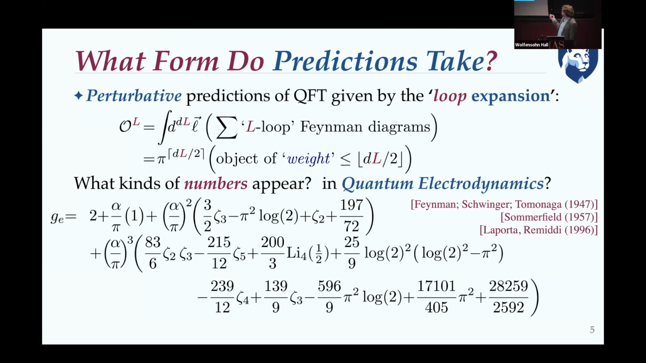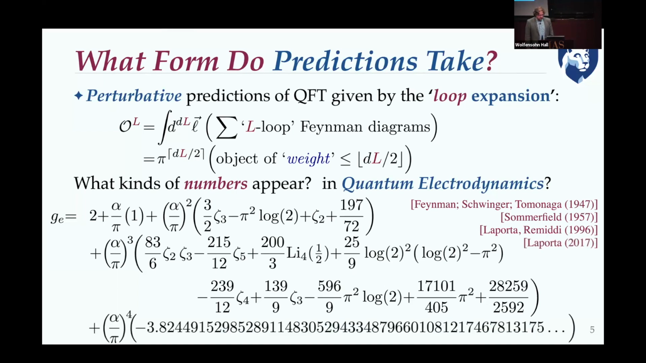Laporta and Remiddi in 1996 did this, got to infinite precision. We'd call this infinite precision. And the weirdest number you see is the fourth polylogarithm evaluated at 1/2. But more recently, Laporta tried very hard to get this at 4 loops and computed some diagrams to tens of thousands of digits. Why? Because he wanted to reverse identify this long series. In the published paper, he gives more than 1,000 digits. Why? Because he'd like to identify this particular number as some combination of these named numbers.